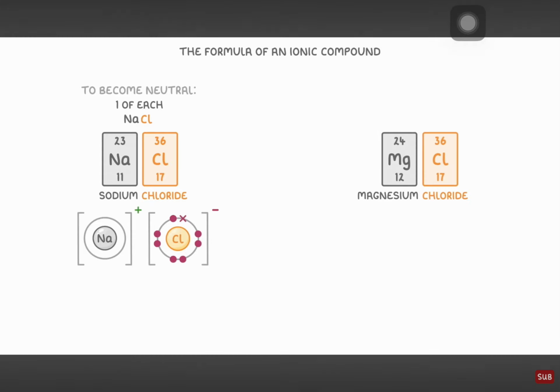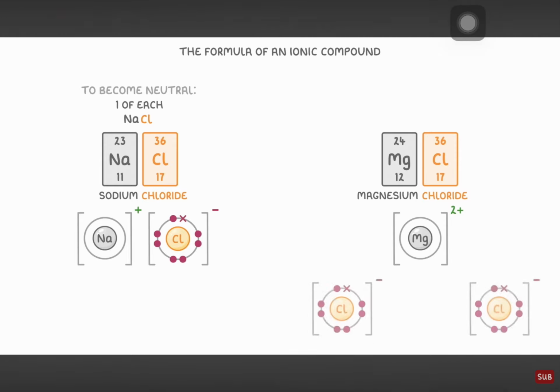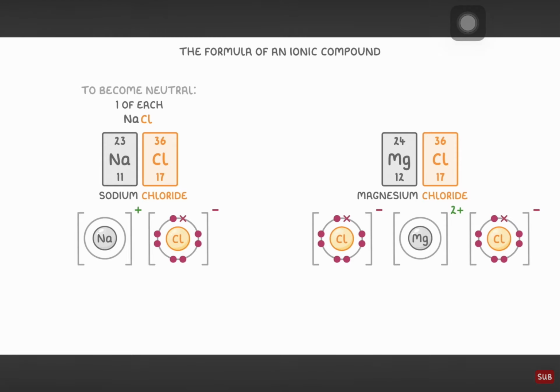If we had magnesium chloride though, then it would be a bit different, because magnesium is in group 2, so when it becomes an ion it loses 2 electrons to become a 2+ ion. So this time, to balance out that 2+, we'd need 2 of the chloride ions, which are each 1-, meaning our formula would be MgCl2.